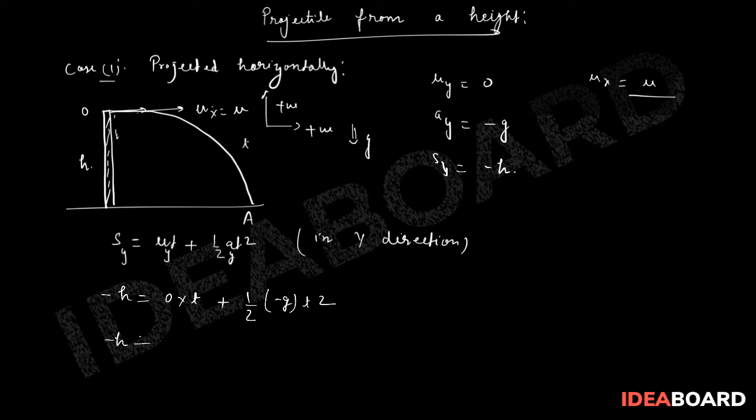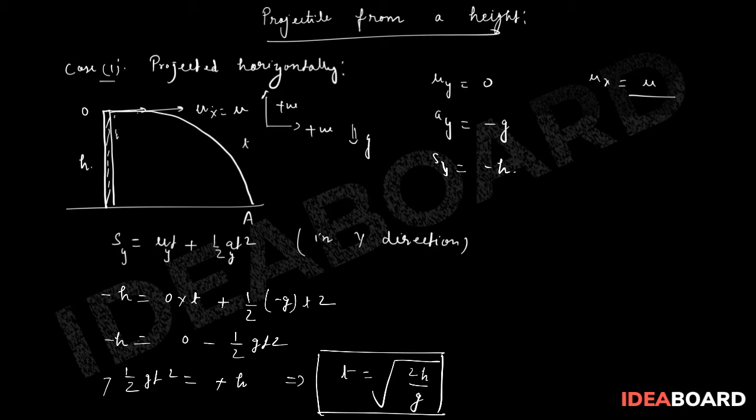So this will be minus h is equal to 0 minus half gt square, or minus half gt square can be written as minus h. This is cancelled out, so t can be written as under root of 2h by g, correct? This is going to be the value of time. So if we have achieved this value, then I can also calculate the horizontal displacement, which is simply the range here.